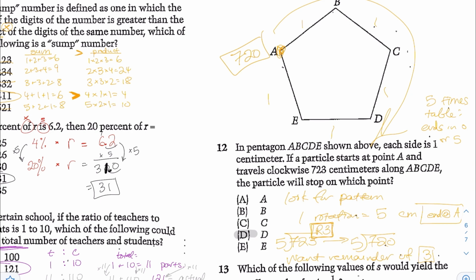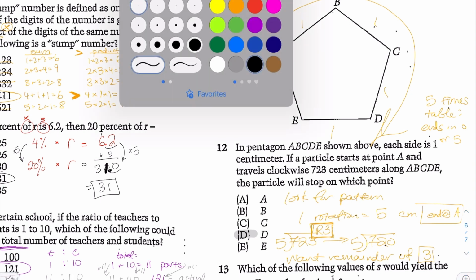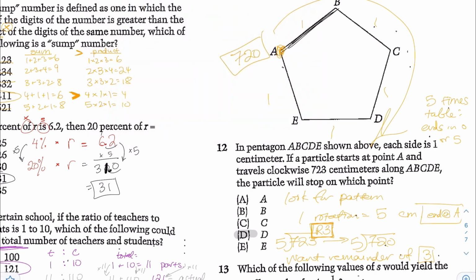Now, that remainder of 3 tells you to move forward 3. So you'll go forward once to B, another one to point C, and then you end up at point D, because that's 1 plus 1 plus 1. And that means that the answer is going to be choice D. That remainder is the key here.